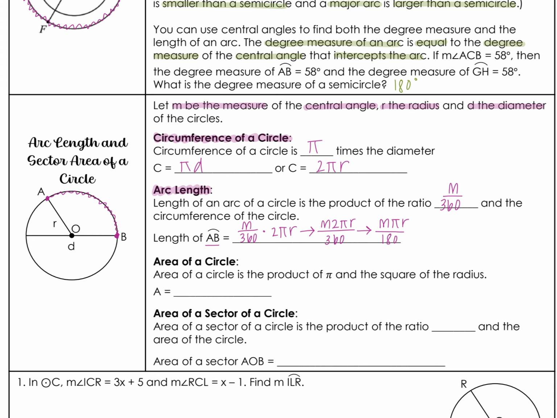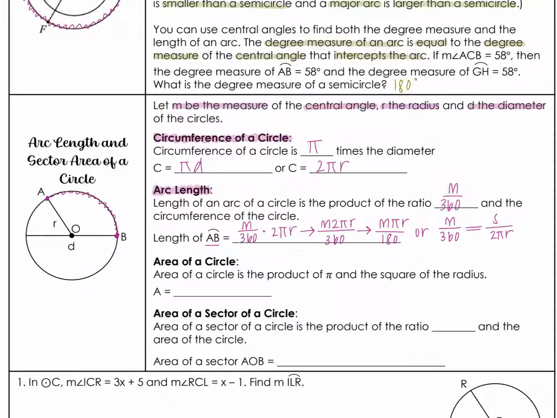Okay, or you can always use proportions. So I'm going to write out the proportions you can use. We'll still have that ratio, that M over 360. But this time we're going to set it equal to the arc length that I'm trying to find, which you commonly use S for, divided by my circumference, 2 pi r.